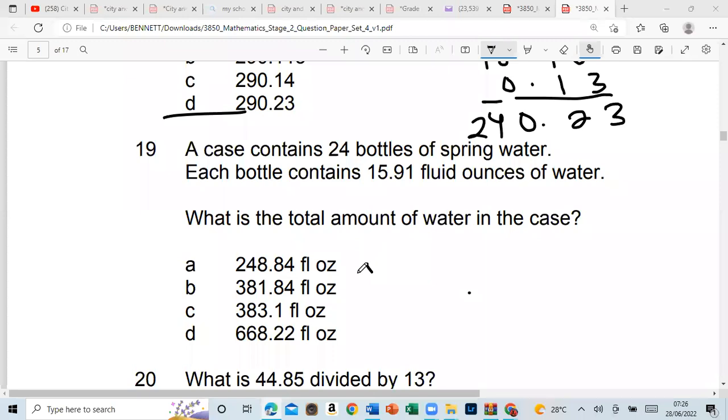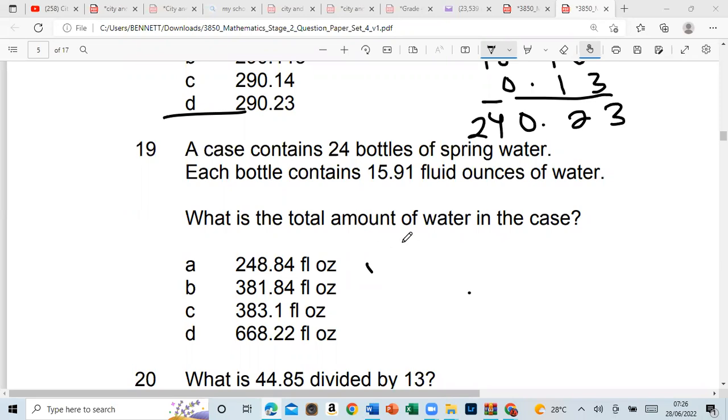All right. So it contains 24 bottles of spring water. Each bottle contains 25.91 fluid ounces of water. What is the total amount of water in the case? So I will multiply that by 24.